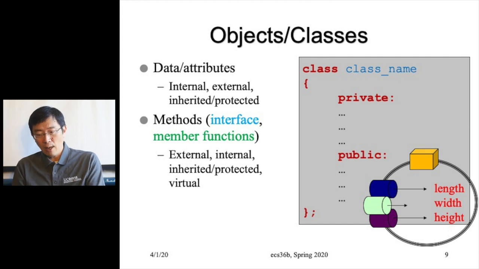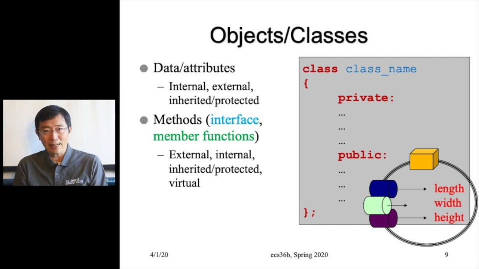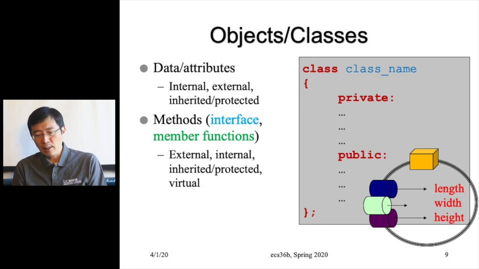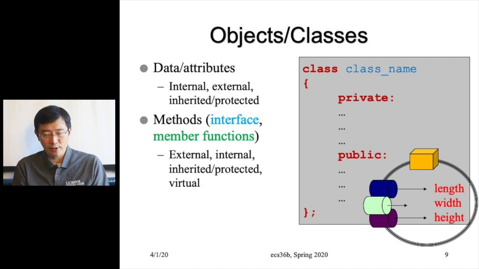And then you have two curly brackets, and inside you actually separate the content of that class into two different sections. One I call the private section, one I call the public section. The private section is something within the class that you do not expose to the interface or member function. For example, in this picture, I'm showing the class box.